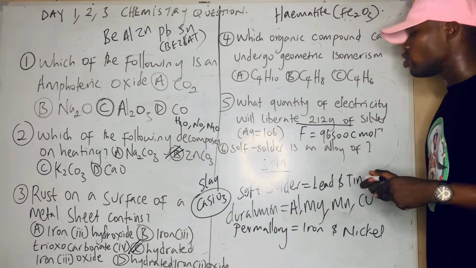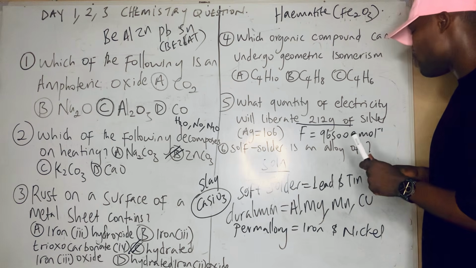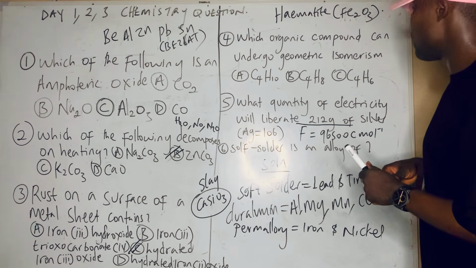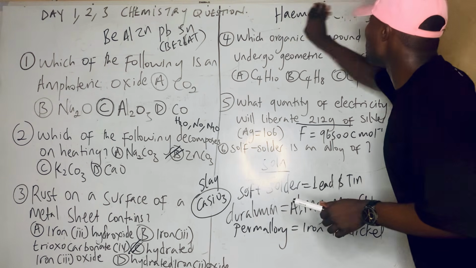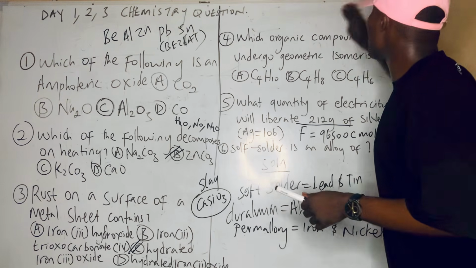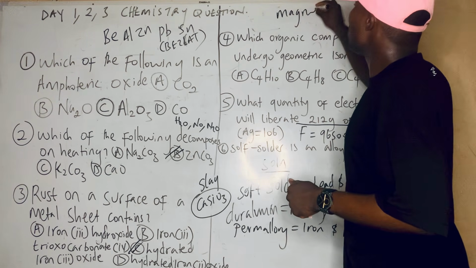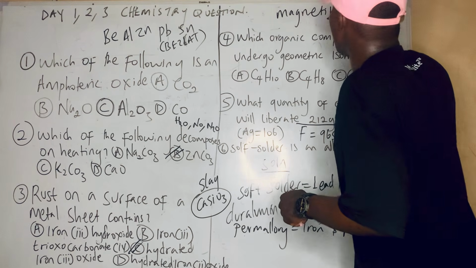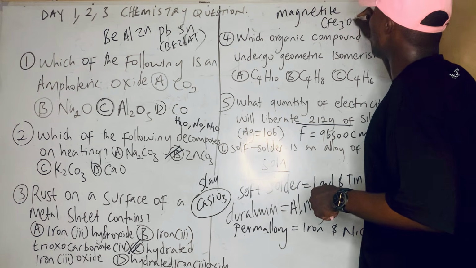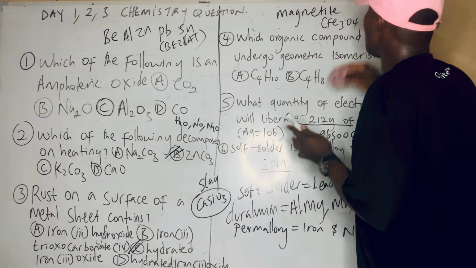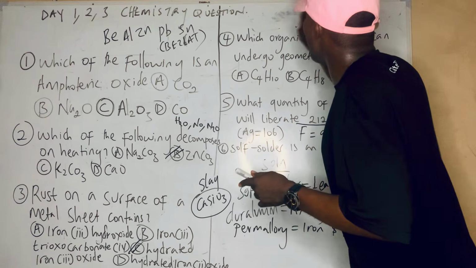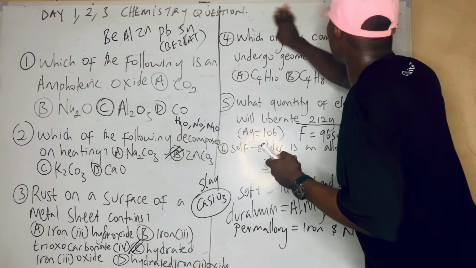So limestone is used to remove the earthy or the silica impurity in the blast furnace as slag. Other ores of iron I feel they can test is magnetite. Magnetite is lodestone. Magnetite is a magnetic ore of iron, Fe3O4. Another one is iron pyrite, and so on and so forth.